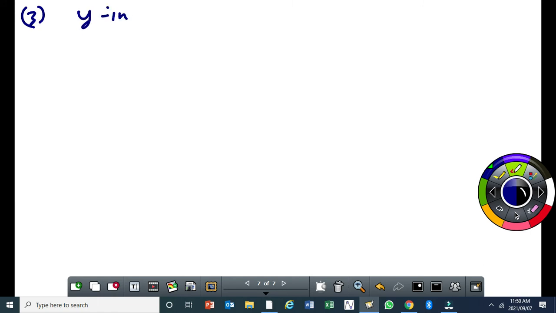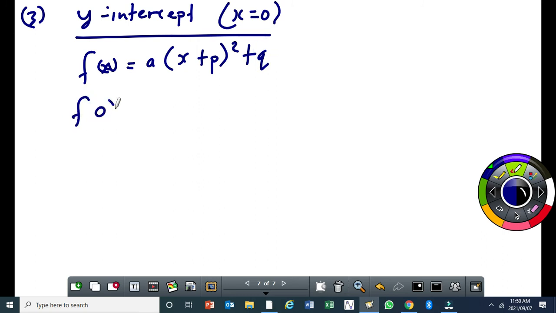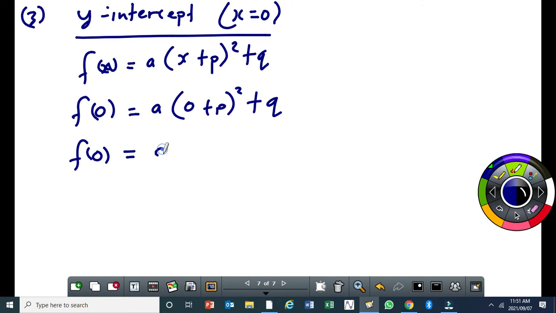y-intercept. Remember, you get your y-intercept if you substitute x equal to 0. So, if the general equation of the turning point form is f of x equals a times (x plus p) squared plus q, and we substitute x equal to 0, it means f(0) will be equal to a times (0 plus p) squared plus q. And this will give you f(0) is going to be equal to ap squared plus q.